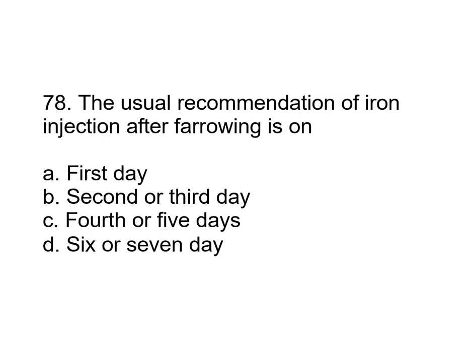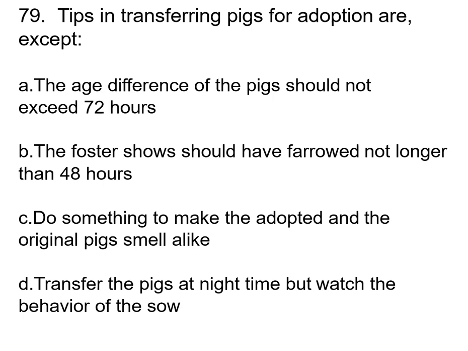The answer is second or third day. Number 79. Tips in transferring pigs for adoption are, except A. The age difference of the pigs should not exceed 74 hours. B. The foster sows should have farrowed not longer than 48 hours. C. Do something to make the adopted and the original pig smell alike. D. Transfer the pigs at night time but watch the behavior of the sow.